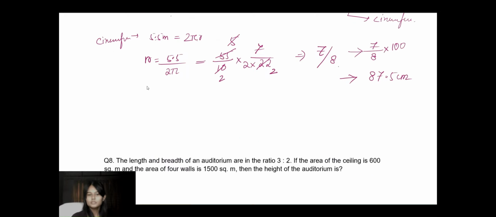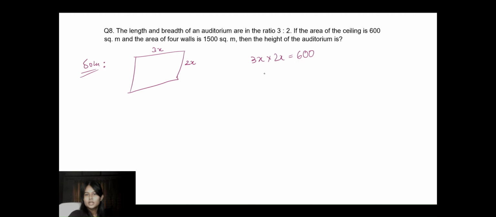Alright, coming to the next question. The length and breadth of an auditorium are in the ratio of 3:2. So can I say this is the auditorium? Length is 3x and breadth is 2x, right? Area of the ceiling is 600 square meter. So I can say 3x into 2x is 600. Therefore, can I say x square equals 100? x equals 10. So I'm getting this is 30 and this is 20.